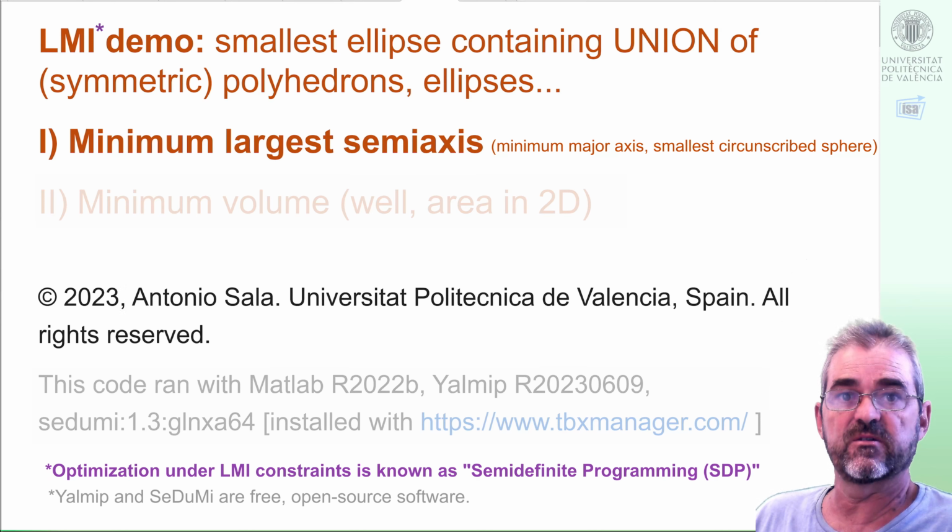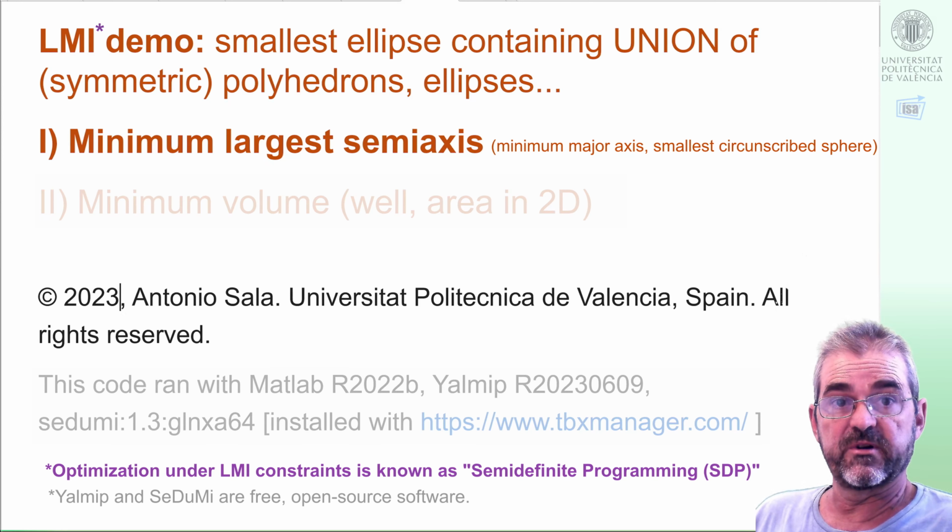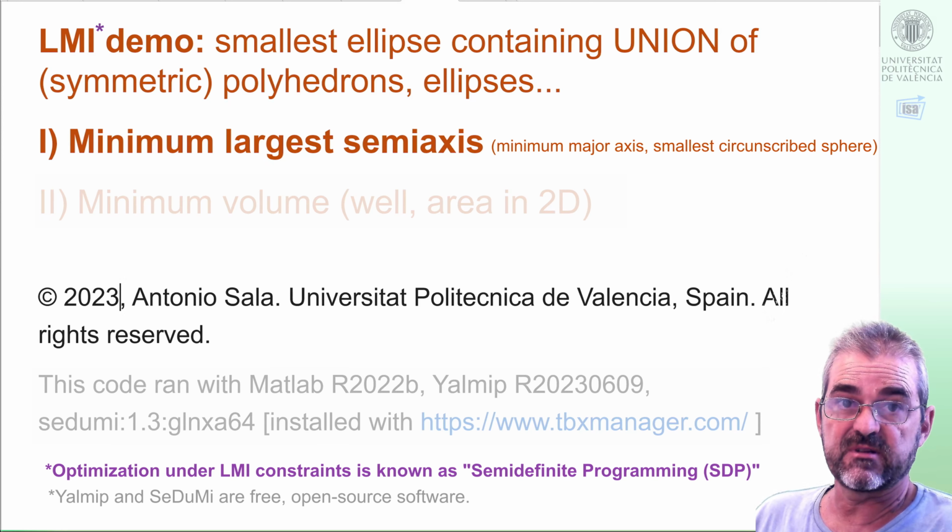Then in a second video, we'll refine the idea and we'll also speak about the minimum volume, in this case minimum area ellipse, containing these other polyhedra and ellipses. The software we are going to use is Matlab plus Yalmip and SeDuMi, with the versions you see on screen.